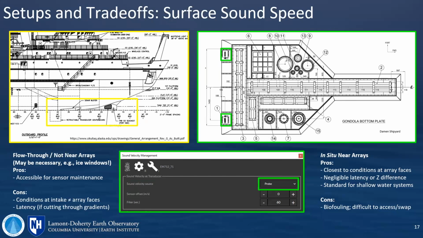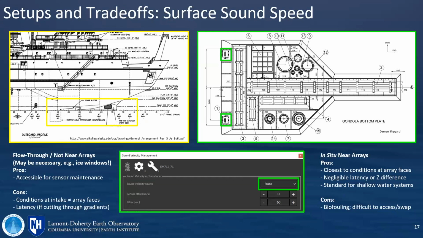With a flow-through system, you can generally maintain the sensors themselves a little bit more easily. You don't need divers necessarily. The downside is the conditions that the sensor is picking up on may not represent what's at the array. And we just talked about how critical that is for everything the multibeam is trying to do. There's also potentially some latencies and other issues, especially if you're cutting through gradients or turbulence near the surface.